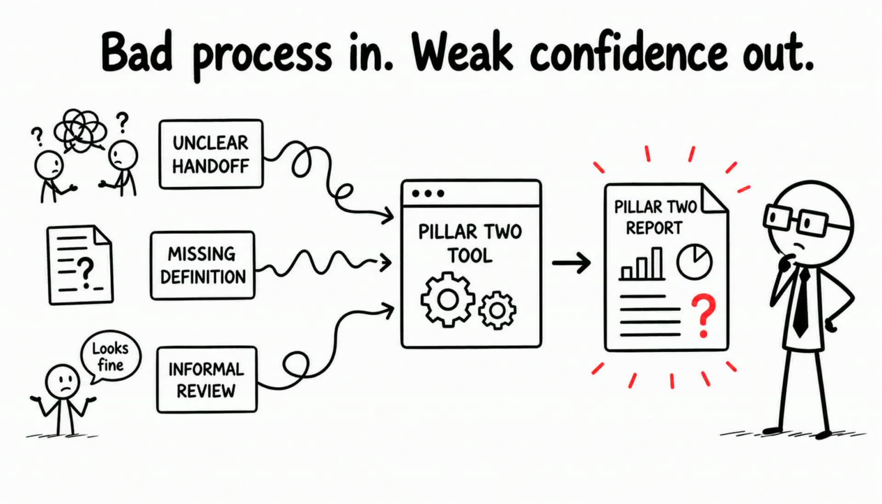If the handoff is unclear, the tool receives unclear data. If the definition is missing, the tool receives a label without meaning. If the review step is informal, the tool receives confidence nobody can support later.